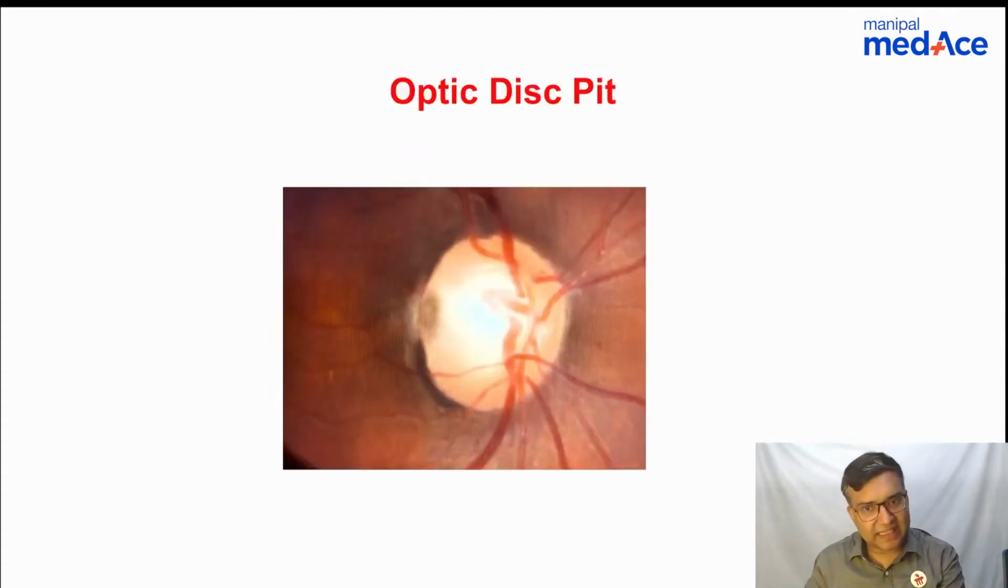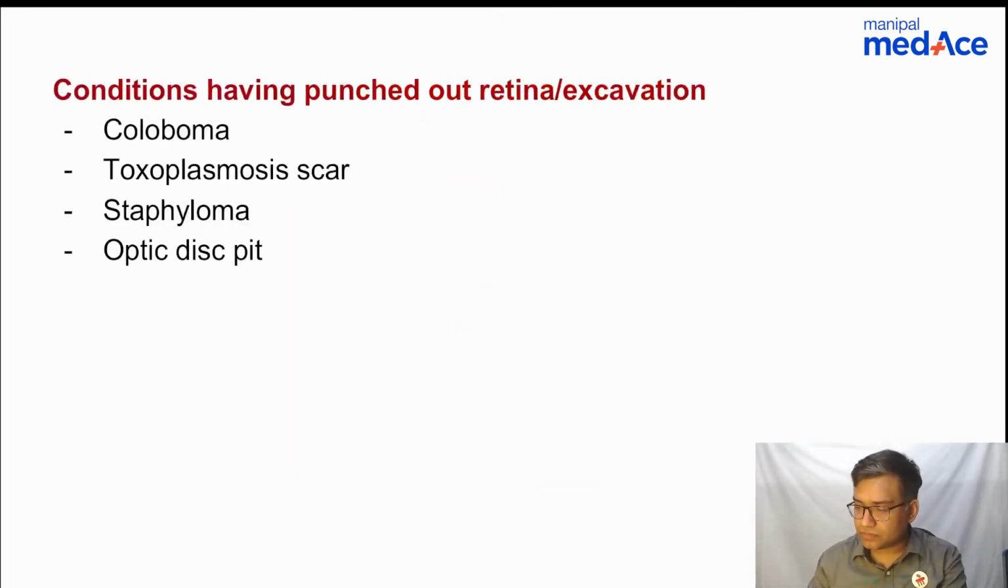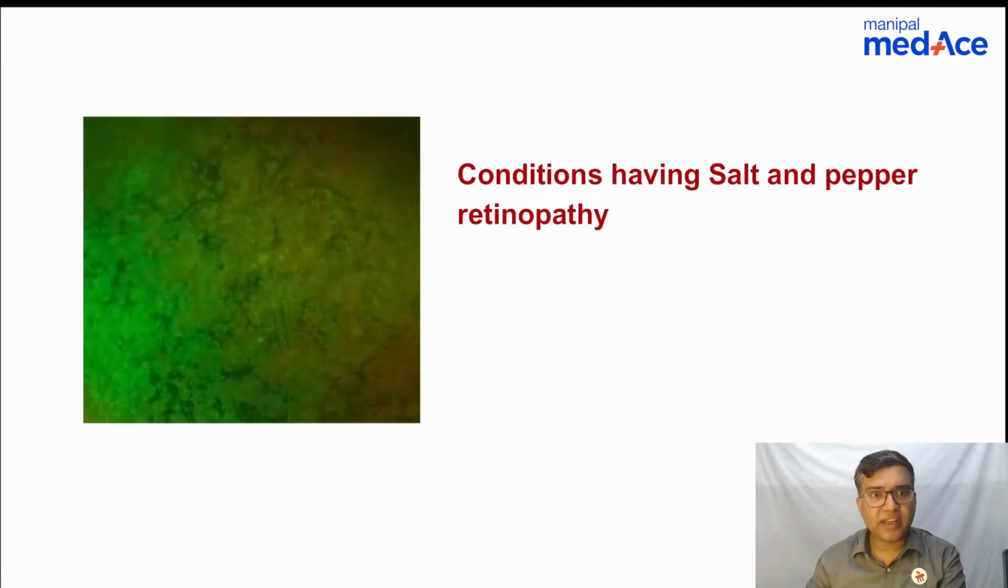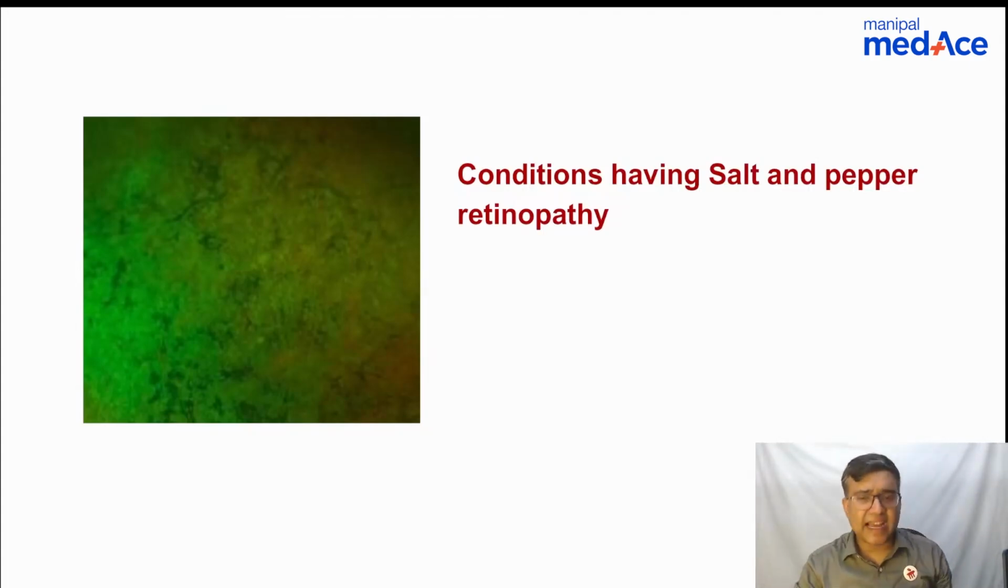One more thing I would tell you is that a punched out appearance can also be seen around the optic nerve head in patients with optic disc pit. Very important here is, if you are seeing an optic disc pit, this can be an important differential diagnosis of a patient with glaucoma as well. Here also there can be an excavation. Now, if the patient has a condition like this where you can see pigmentation around the fundus, this is called salt and pepper retinopathy. I told you this when I was talking about retinitis pigmentosa.